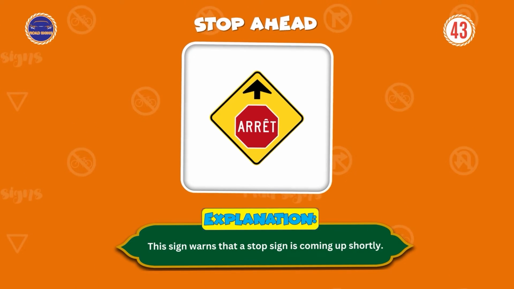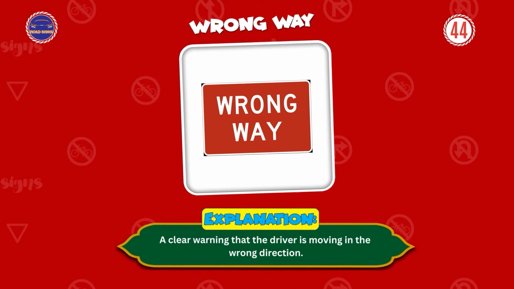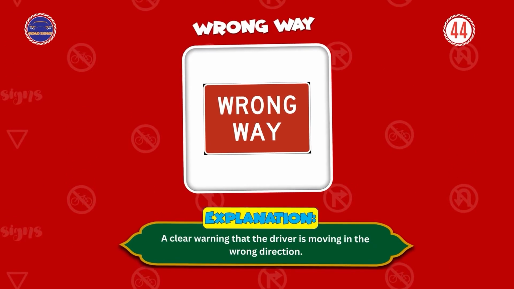This is the stop ahead sign. It warns drivers that a stop sign is approaching. This is the wrong way sign. It alerts drivers that they are moving in the wrong direction.